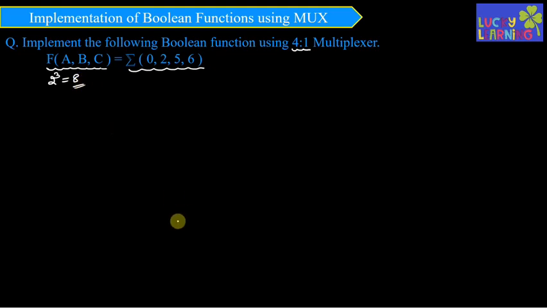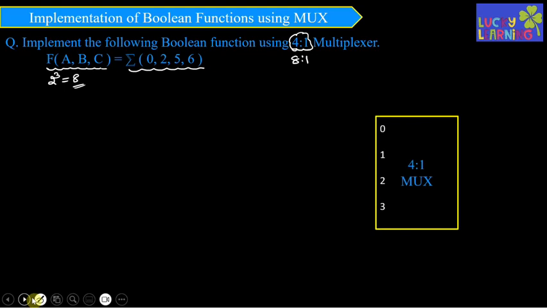8 minterms are possible means it can be implemented using 8:1 multiplexer. But what is asked? 4:1 multiplexer. Because it is asked to implement using 4:1 multiplexer, it is having 4 data inputs and 1 data output, that is to represent the function. Because only 4 data inputs, but the function is having 8 minterms possible.